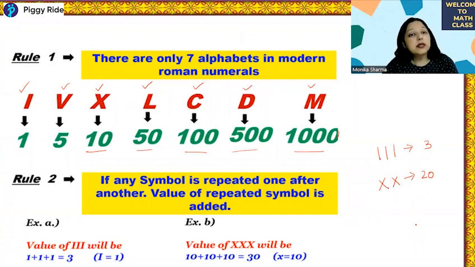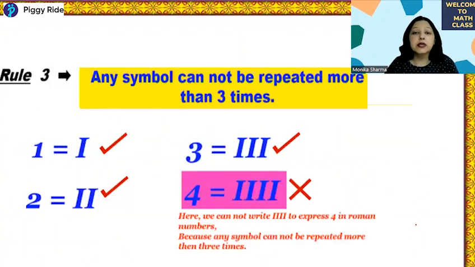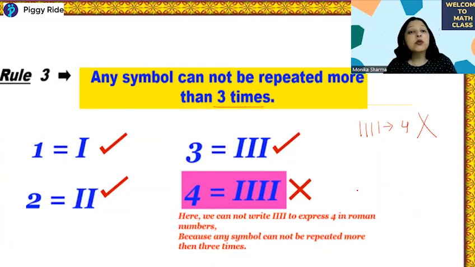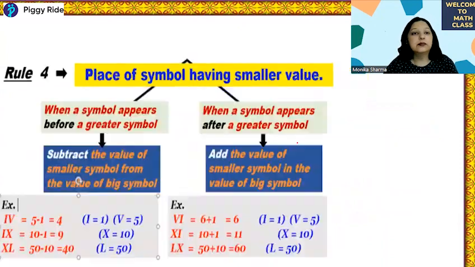Now, rule number 3: any symbol cannot be repeated more than 3 times. You cannot write four I's for 4. No, this will be wrong. For 4, you have to use another symbol. So you cannot repeat any alphabet in Roman numbers more than 3 times. So we cannot write 4 in this way. Then how to write 4 and the other symbols? Let's see the next rule.